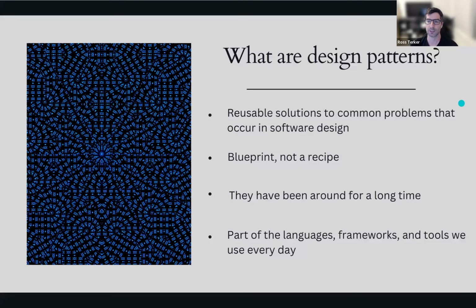Design patterns are reusable solutions to common problems that occur in software design. Think about it this way. While an algorithm is like a step-by-step recipe for solving a problem, a design pattern is more like a blueprint, a higher-level concept of how classes and objects can work together to build a solution. An algorithm has a specific implementation, but a design pattern can be implemented in many different ways depending on the context.